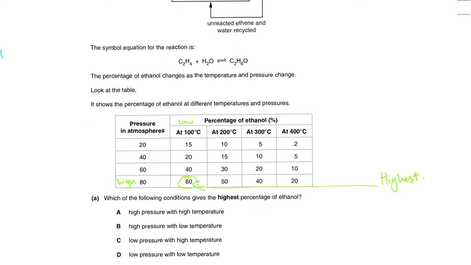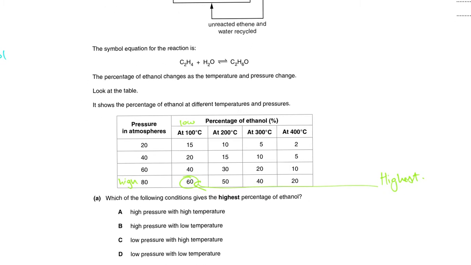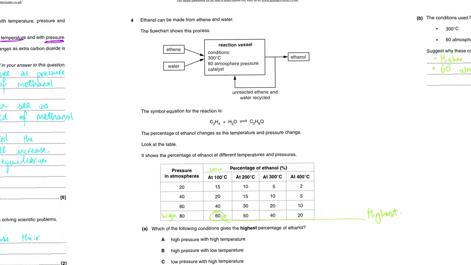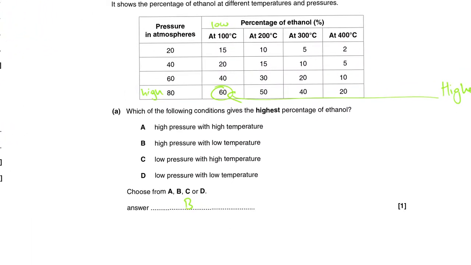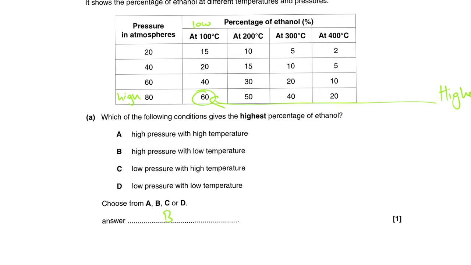Now if I skip to the questions, remember I don't like reading all the blurb until we need to use it. A, which of the following conditions gives the highest percentage of ethanol? So I found it, I circled the highest one, which is 60. And I spotted with 60, I have got a low temperature and a high pressure. So B, high pressure, low temperature.